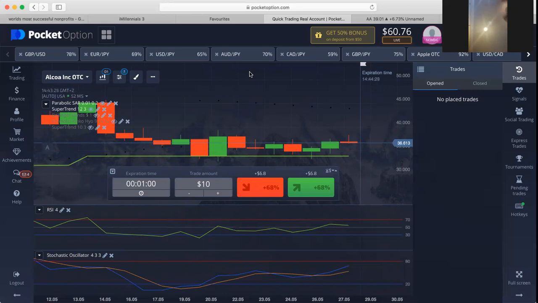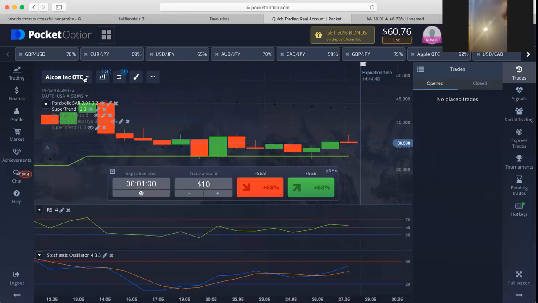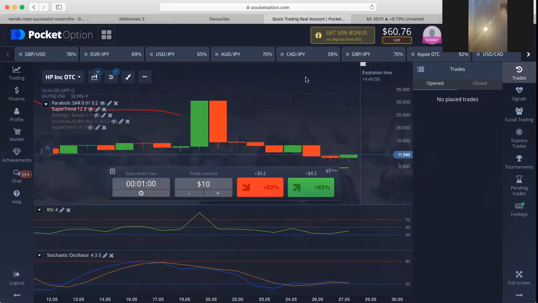HP Inc. Okay. So price is going up. So you want to enter it? I want to. We could enter it. Let's see. Let me click on it first and get HP Inc. Okay, it's an INC, right? Yeah, all right.